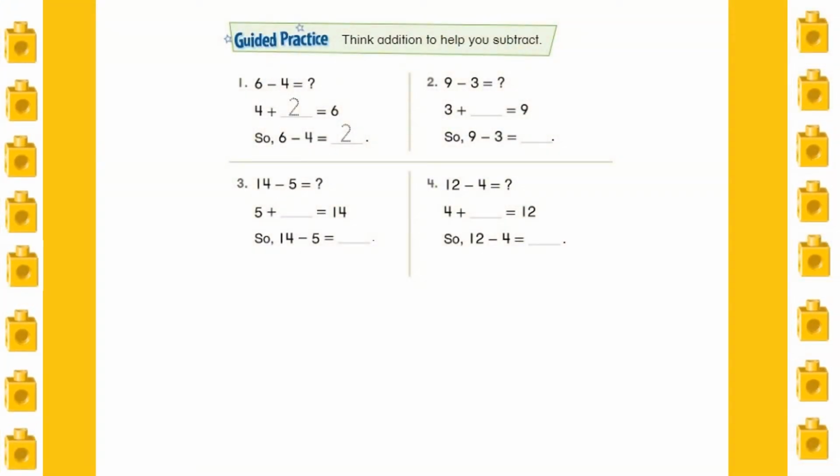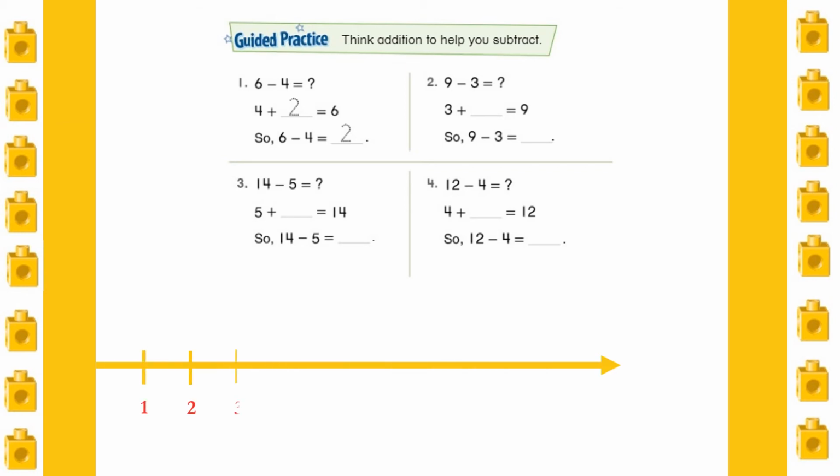Okay, so now we're looking in your book, topic 1-6, and this is the guided practice. It says at the top, think addition to help you subtract. Number 1 says 6 minus 4 equals what? And it shows us the answer, 2. 4 plus 2 equals 6. So 6 minus 4 equals 2.